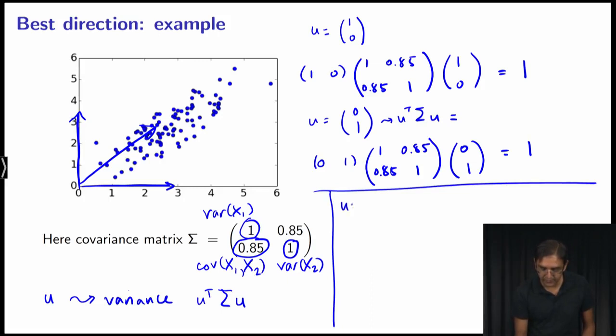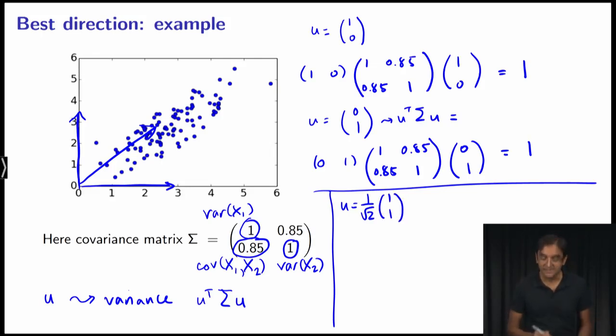So now u is (1, 1). Oh, wait. So it has to be a unit vector. Okay. So what is the length of this thing? (1, 1). The length is square root 2. So in order to make it a unit vector, we have to divide it by square root 2. So let's put a 1 over square root 2 in front of it. Okay. So this is the direction we want to project onto.